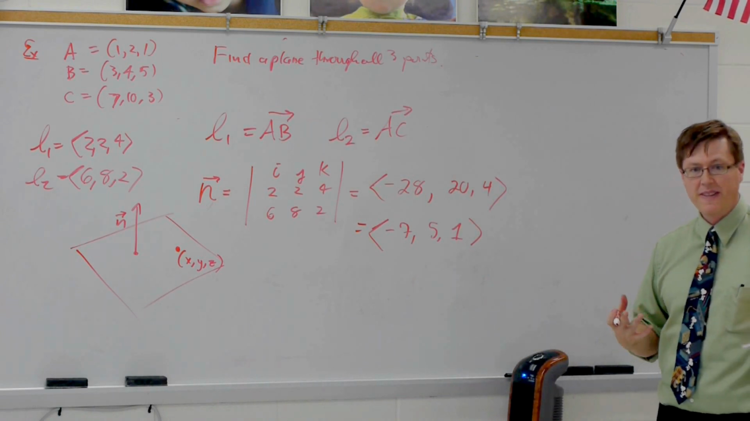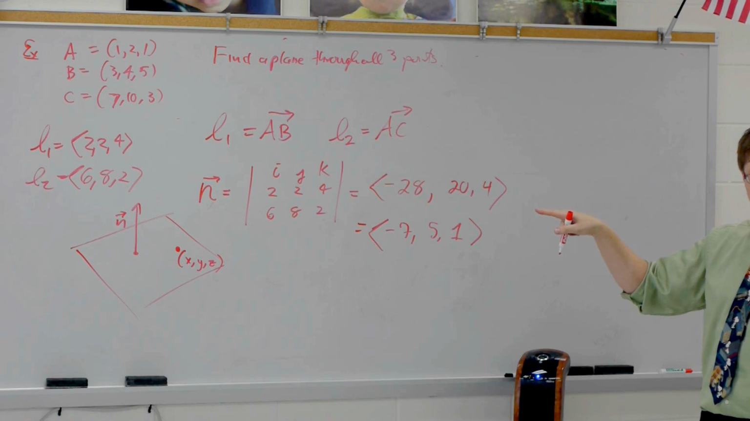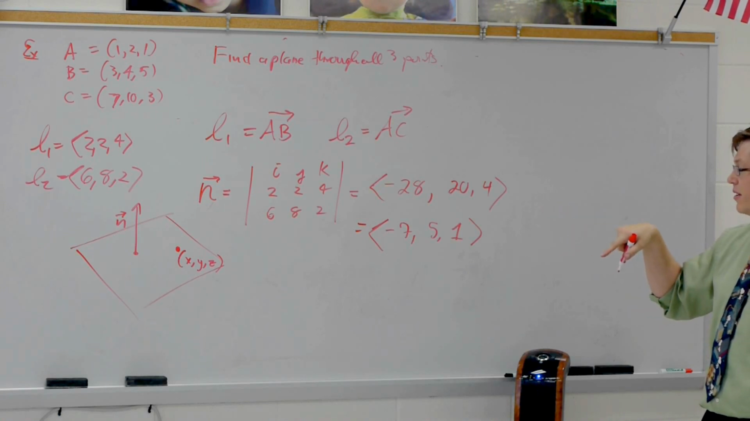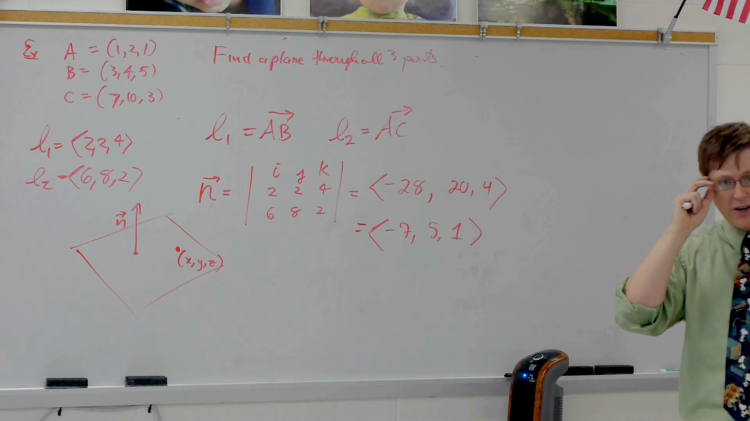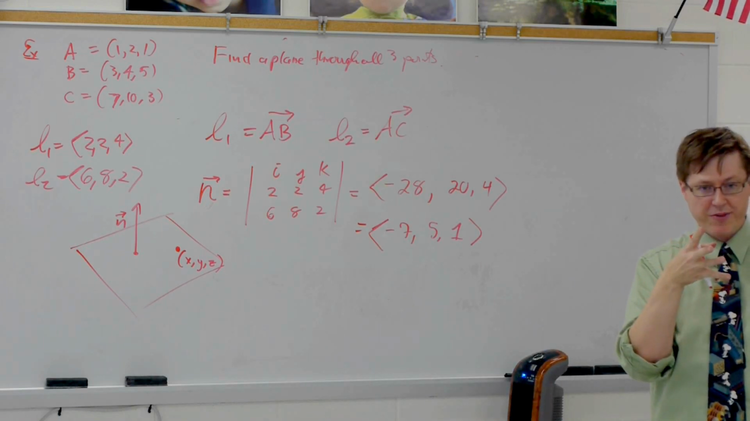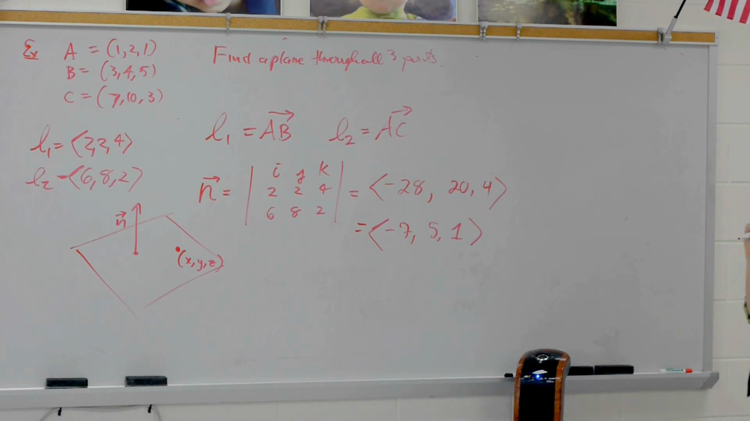So it's getting off the plane? No, x, y, z is on the plane. Then why does it have coordinates? Because it's in 3-space, right? It has 3 coordinates. There's only 2 degrees of freedom, but it still has 3 coordinates.